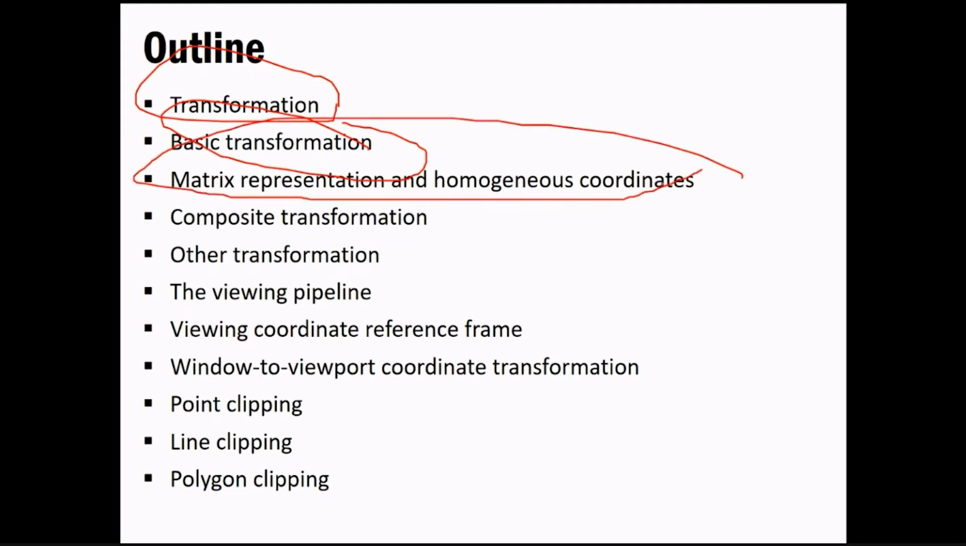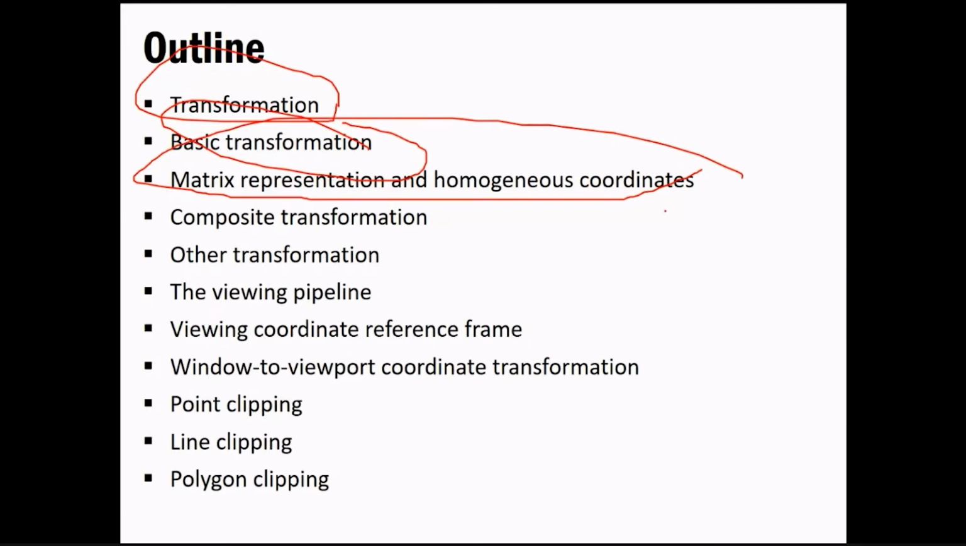Then we have matrix representation and homogeneous coordinates. That is another thing we have to see, because whatever we are operating on are values, and we take these values in matrix form. Then we'll see how we can represent it and how we can actually use it for simplification, because at the end you are going to do so many calculations based on the task that you want to perform.